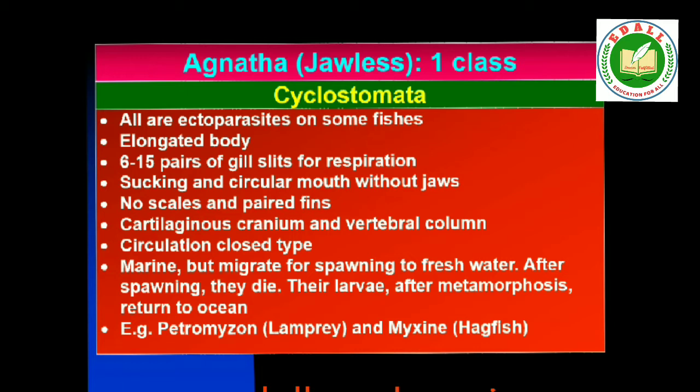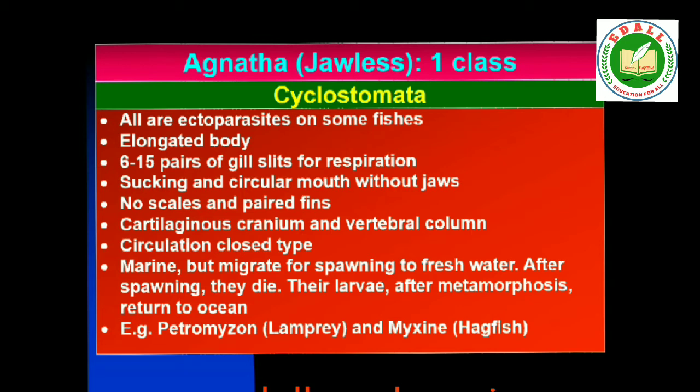Cyclostomes have a sucking and circular mouth without jaws. Their body is devoid of scales and paired fins. Cranium and vertebral column are cartilaginous. Circulation is of closed type. Cyclostomes are marine but migrate for spawning to fresh water.